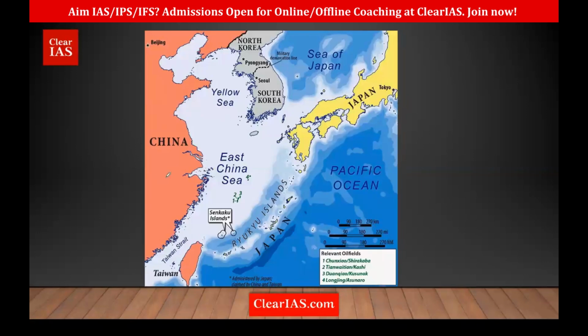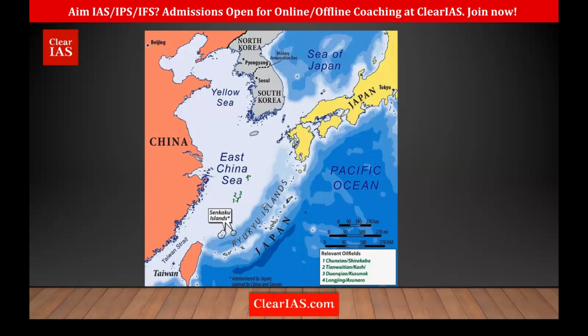The East China Sea would obviously be in the east of China. Above that, we have the Yellow Sea, between the Korean Peninsula and China. Then we have the Sea of Japan, which is between Japan and the Korean Peninsula, with China and Russia on the other side. The Sea of Japan opens to the East China Sea.